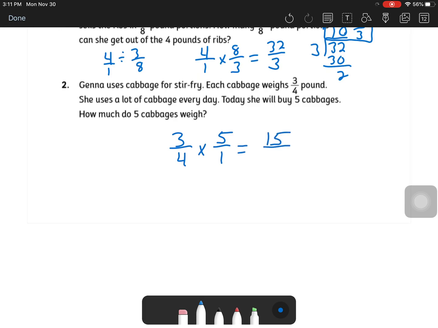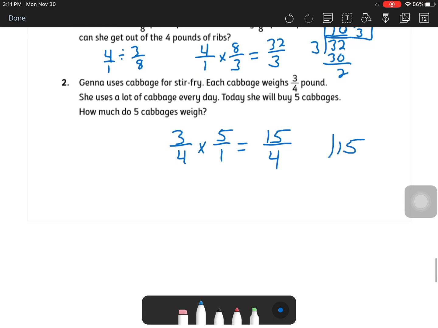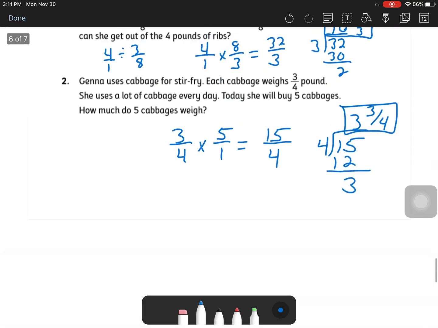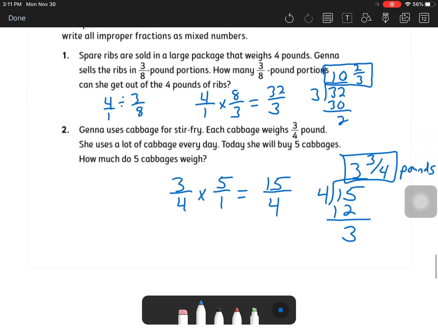And 3 times 5 is 15. 4 times 1 is 4. And we're going to put this as a mixed number, so 15 divided by 4 goes in there 3 times. That's 12. Remainder is 3. So we have 3 3/4. So the total weight for the 5 cabbages is 3 3/4 pounds. I suppose I should put a label, pounds, on that. And this was portions, I guess.